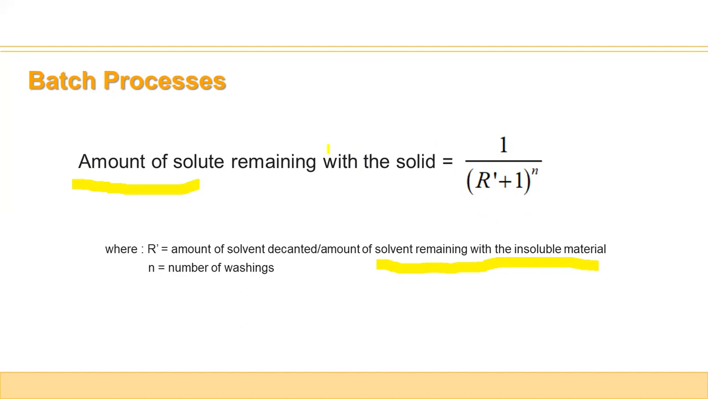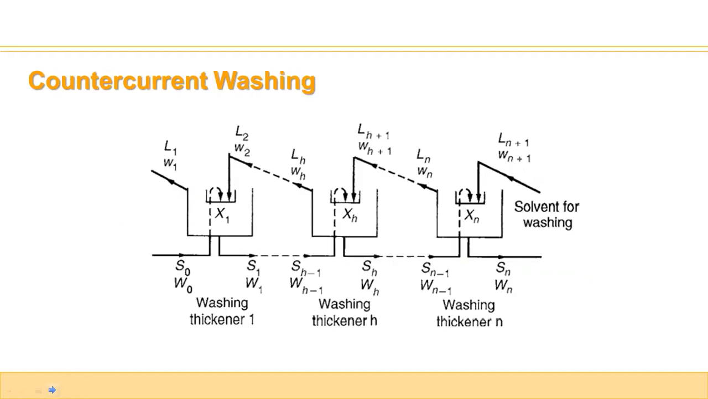Okay, so we have an easy formula to use for batch leaching processes in determining the N. You can do shift solve, or you can take the ln of both sides of this equation. That way you can get the number of washings necessary. That is for batch leaching processes.